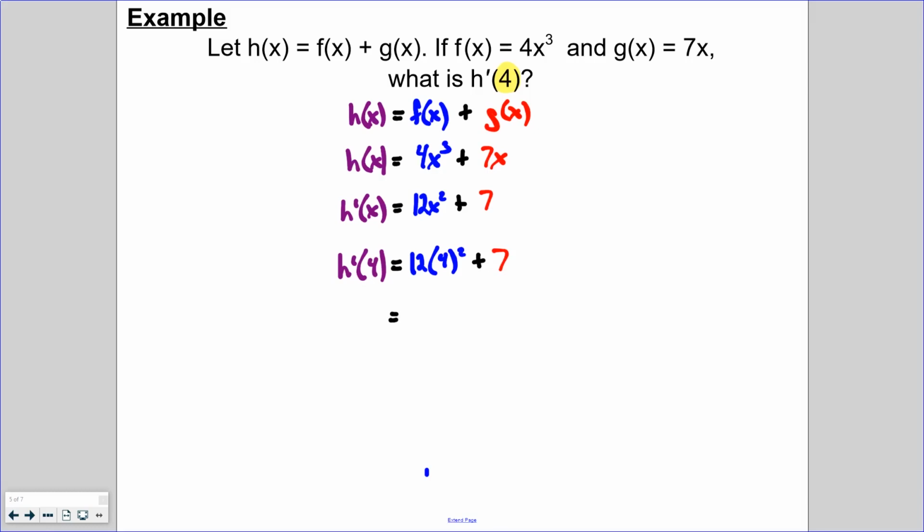And then we can continue to simplify this. 4 squared is 16. 16 times 12 is going to be 192 plus 7, which will give us a final derivative of 199.